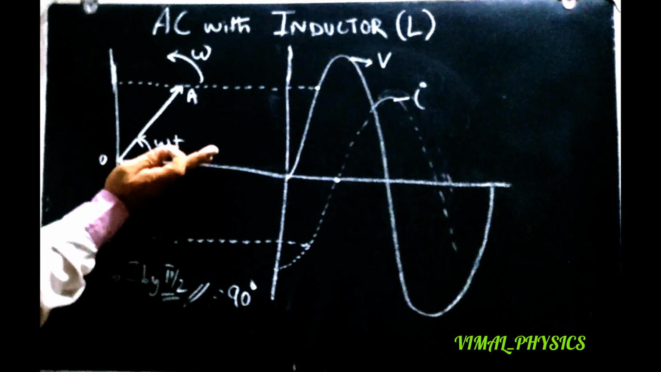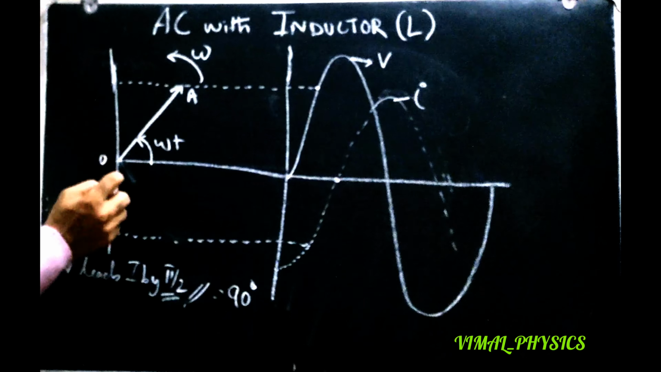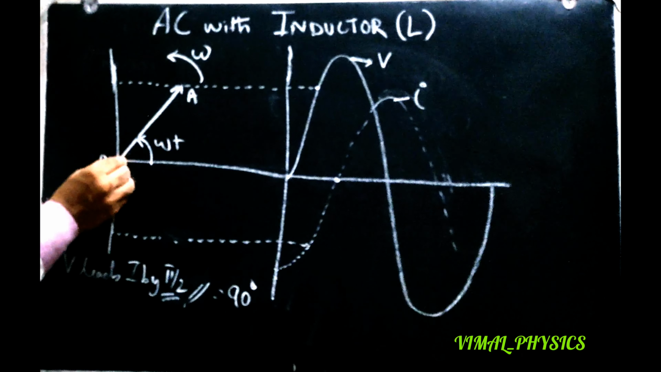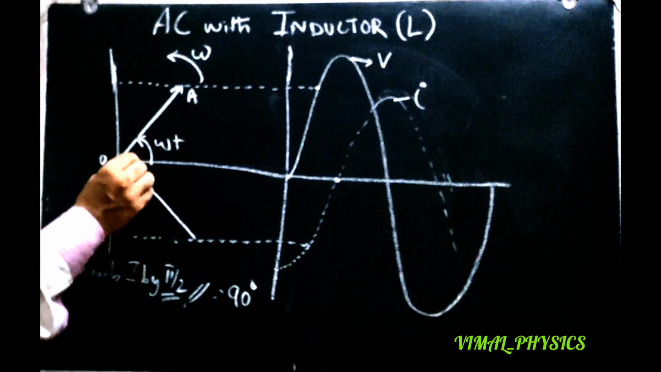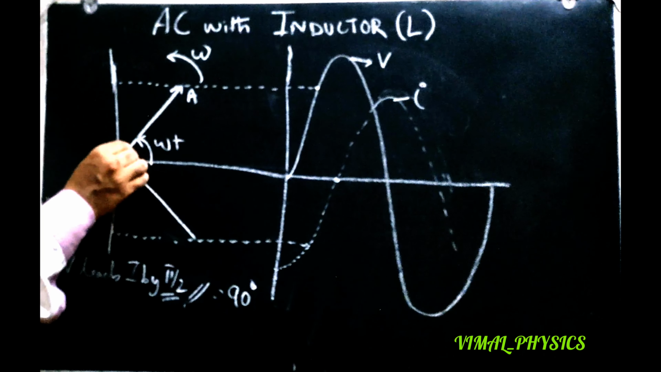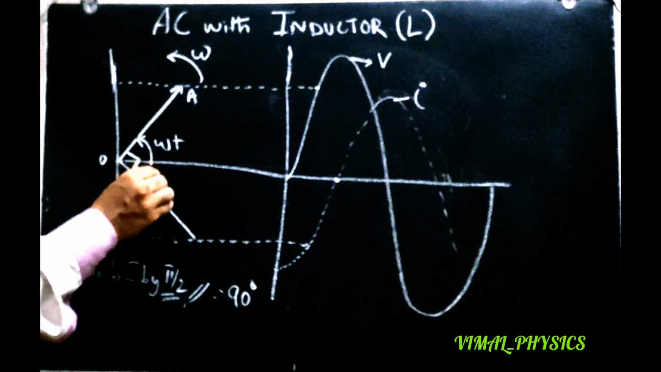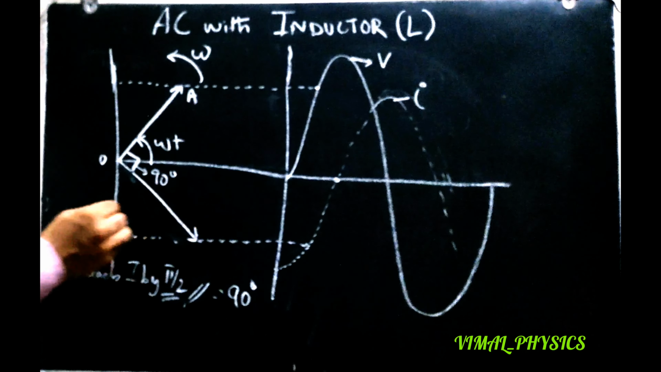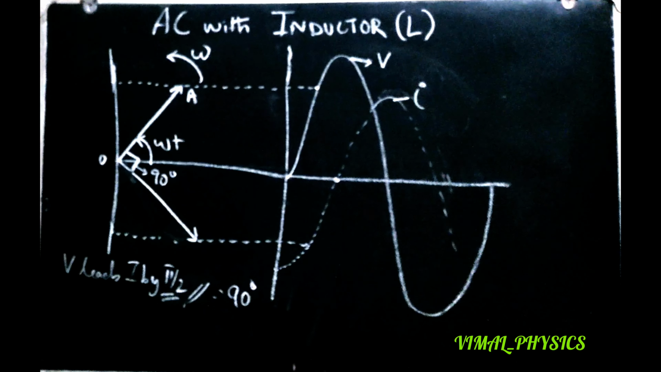It is coming out obtuse, so make sure that you are drawing it as 90 degrees. When you are drawing the curve, please be careful. The angle between the voltage and the current curve must be exactly 90 degrees. Keep that part in your mind very clearly. This is how the phasor has to be drawn.